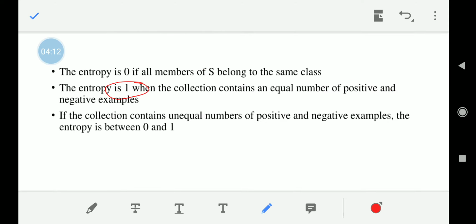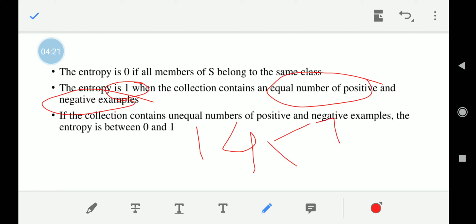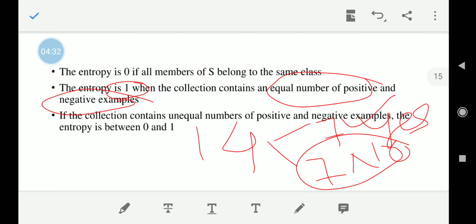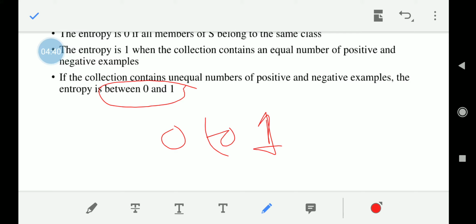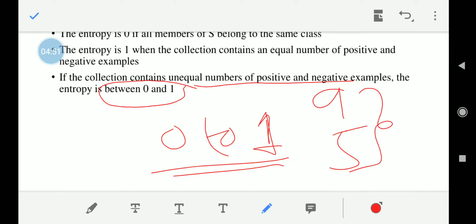Entropy 1 means there are equal numbers of positive and negative examples. For example, if I have 14 training examples, in this 7 are positive, that means 7 are yes and the rest are no. That 7 days he plays the tennis sport and the rest 7 days he doesn't play the tennis sport in the 14 days. If entropy varies between 0 to 1, that means I have an unequal number of positive and negative examples. Just before we have seen that 9 are positive and 5 are negative. These are unequal, so we will have entropy in between 0 to 1.